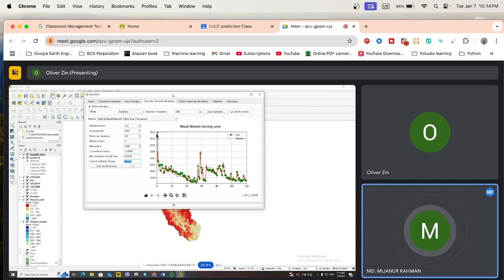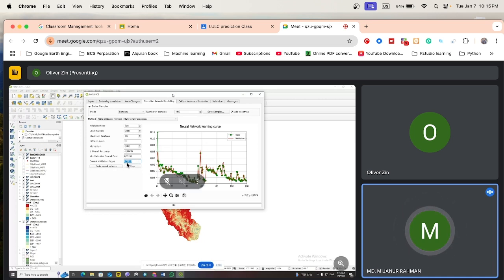Overfitting indicates the model is learning the training data too well and fails to generalize. In this case, if you check our model, the training value is very good, higher than the validation. So it indicates the model is learning training data too well and fails to generalize. This is called overfitting, and when you find overfitting, we find low accuracy.